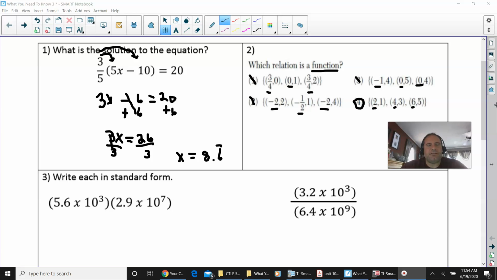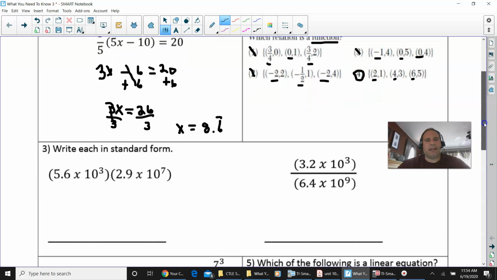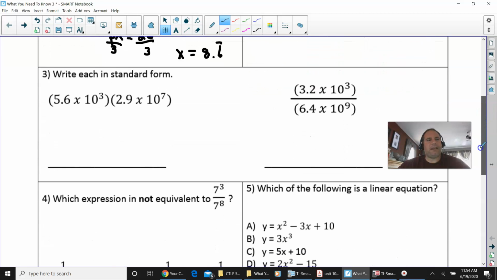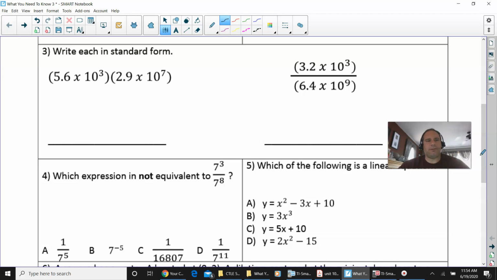So number 3 says write each in standard form, and there's 2 questions. You have to have a calculator for this. You don't have to have a calculator, it's just much easier, and we're just going to go through with the calculator. Hopefully you do have one at home that you can use. And I'm just going to move this up, and we'll start off with number 3.